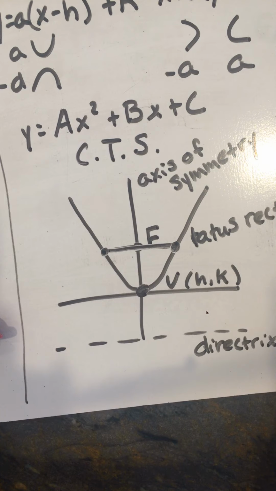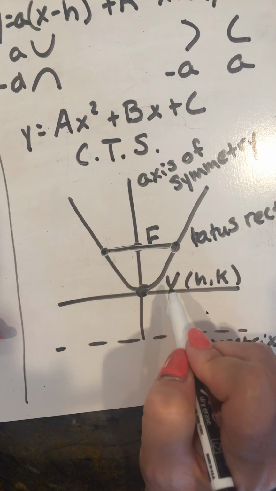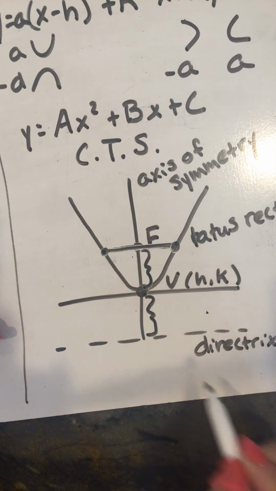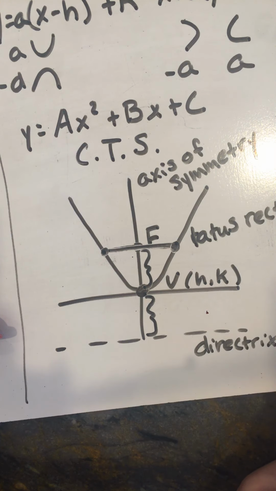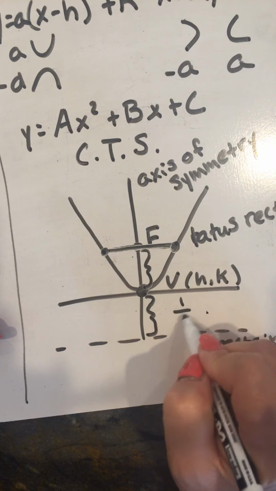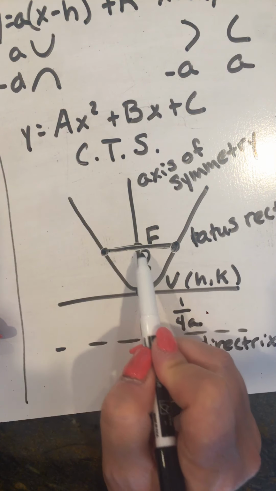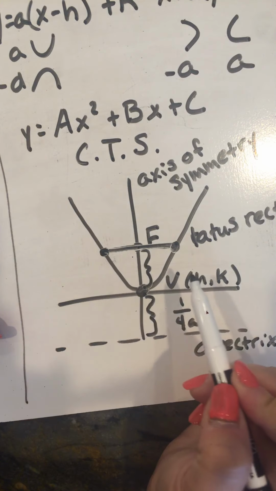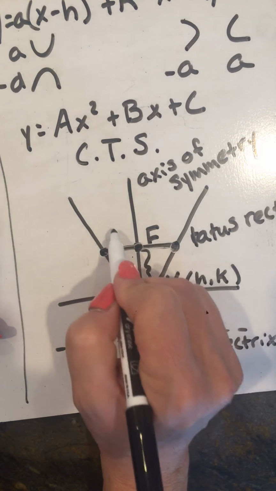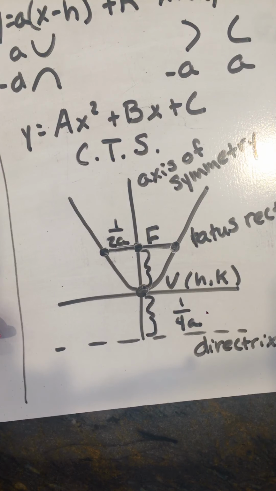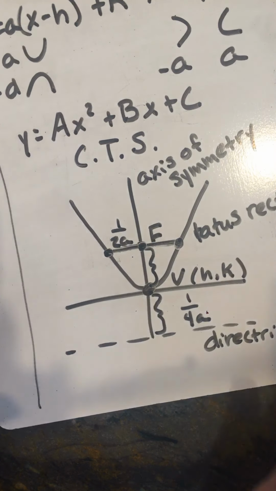And then there's a bunch of distance relationships in here. So the distance from the focus to the vertex is the same as the distance from the directrix to the vertex. And that distance is 1 over 4a. And then the distance from the focus out to the parabola is 1 over 2a. All right, so that covers parabolas.